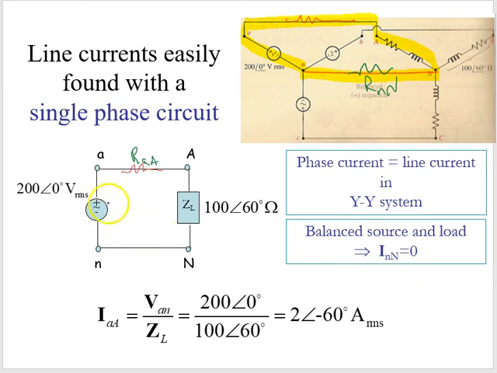So then we can easily find IAA. We just have a voltage source across an impedance. We can just do that ratio. No reason to convert our impedance to rectangular form to find out what the resistive component and reactive component is, because this is easy to do. 200 divided by 100 is 2. 0 minus 60 degrees is -60 degrees. And we have our phase current, our line current for phase A, so for AA.